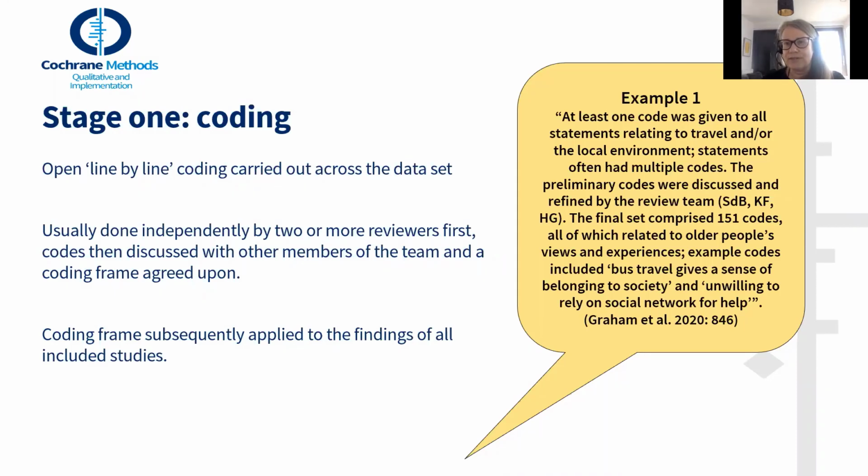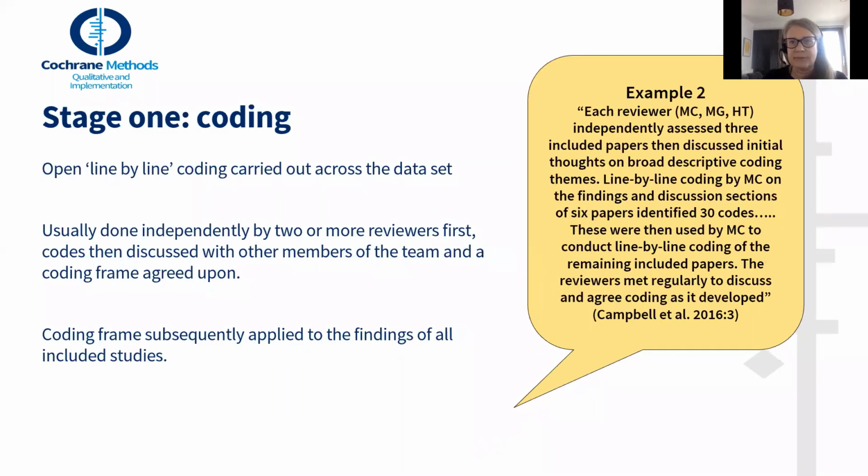They highlight who was involved in developing those preliminary codes, and they tell us that the final set comprised of 151 codes. For example, bus travel gives a sense of belonging to society, and that older people were unwilling to rely on their social networks for help. So if you go to the next slide, please.